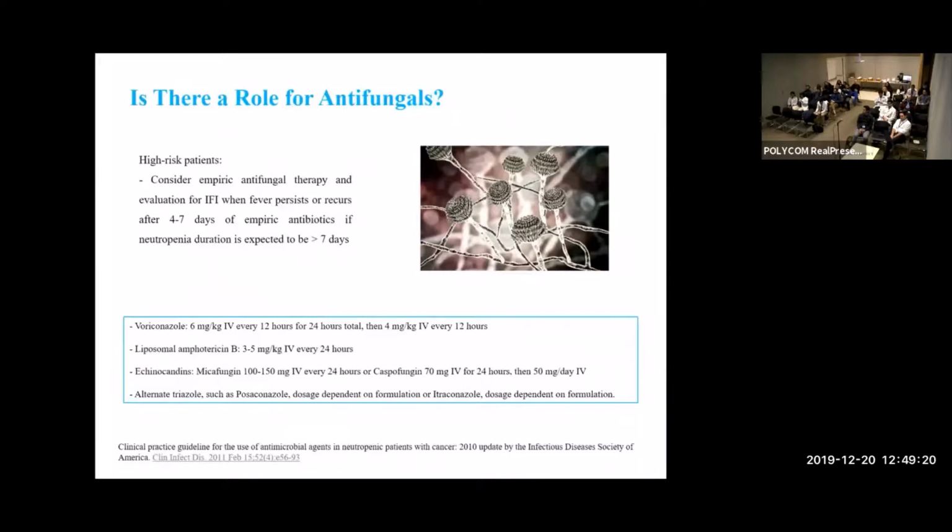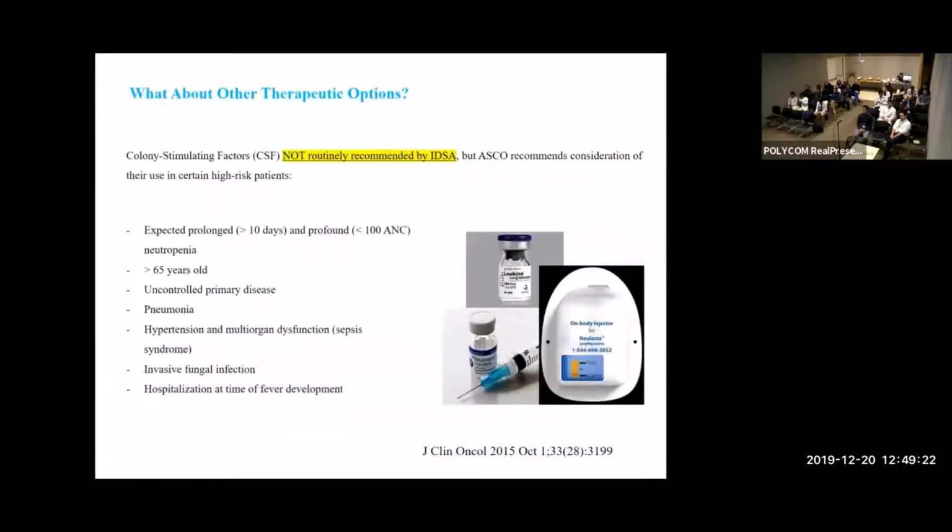And in terms of other therapeutic agents, in the guidelines, IDSA does not recommend the use of colony-stimulating factors at all. However, in the most recent guidelines from the American Society of Clinical Oncology, ASCO, they recommend these agents in certain scenarios. So some high-risk patients expected to have very prolonged neutropenia of more than 10 days, if they are older than 75 years old, if they have an uncontrolled primary disease, invasive fungal infections, or if they were in the hospital at the time of the fever, these agents can definitely play a role.